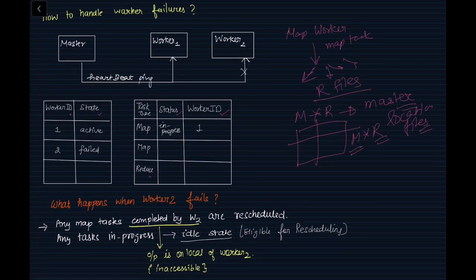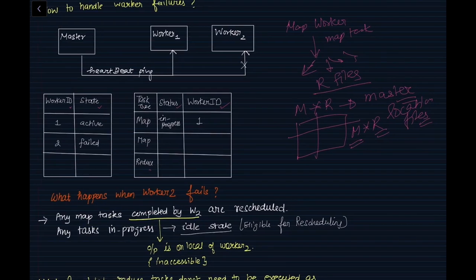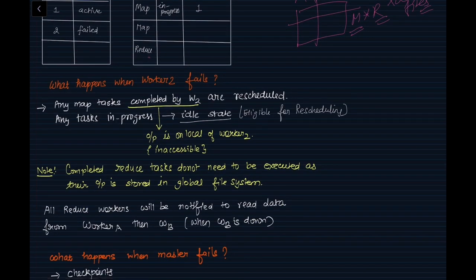So now let's understand what will happen in case any of the workers fails. So let's say the worker 2 fails here. In that case, all the map tasks that were completed by the worker 2 will be rescheduled. And what is the reason for that? Because the map task outputs are stored on the local disk of the same machine, and if that machine is not responsive, we cannot access its local disk and get the data out. So we need to reschedule that same task again on some other machine. And for all the other tasks that are in progress, their states are reset to an idle state so that they are eligible for rescheduling.